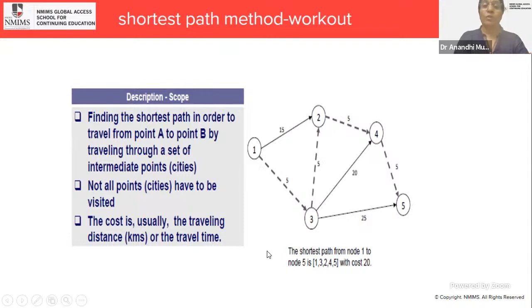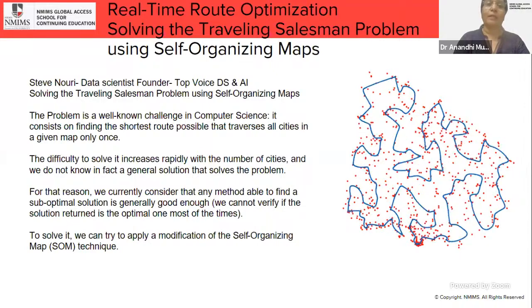Okay. So this is the shortest path, that is 1, 3, 2, 4, 5 with cost 20. And every time we correlate the distance with the cost. Higher the distance, higher is going to be the cost. Lower the distance, lower is going to be the cost. So that is the shortest path.